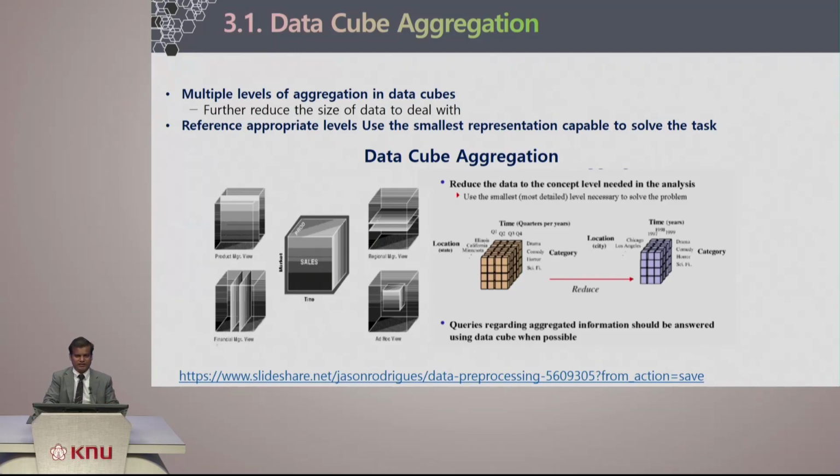One method is data cube aggregation, which has multiple levels of aggregation in data cubes, and data cube aggregation can reduce the data to a drastic level. Eventually, as you can see, the dimensions and the volume of the entire data have been compressed, and this is capable of turning a huge task into a smaller task. This is where data aggregation is a very useful tool.